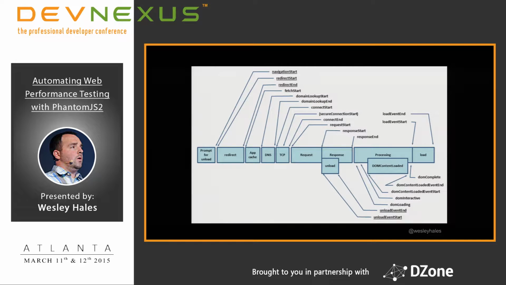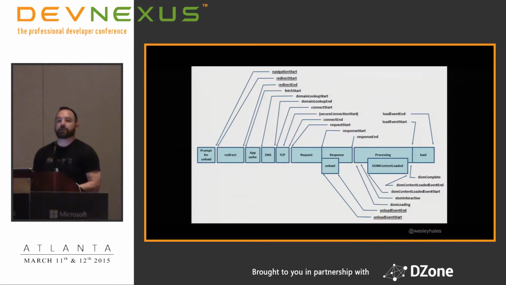But we're going to stick with this one. It's basically the same events. So as you can see, we prompt for unload. We've got a navigation start. We have redirects, app cache, DNS, TCP, request, response, unload events, DOM content loaded. So we have all these events we can listen to and really get an idea of what our users are dealing with, right?